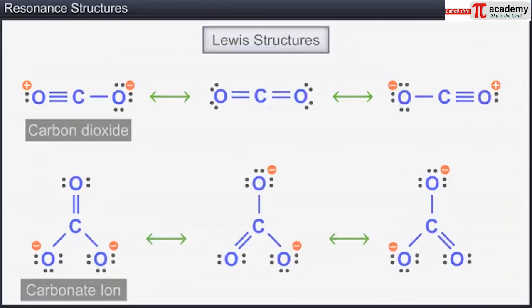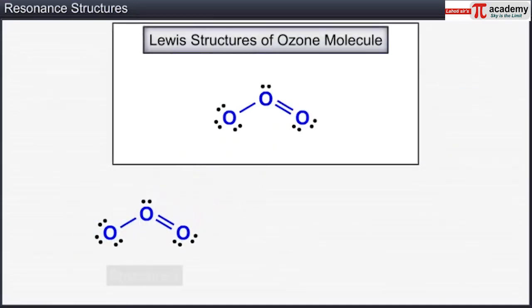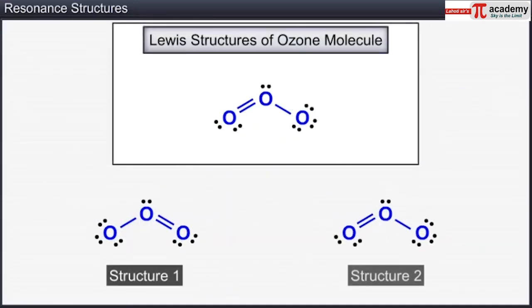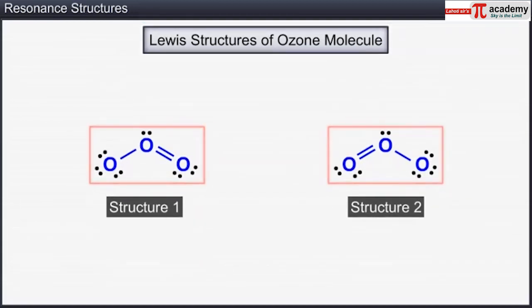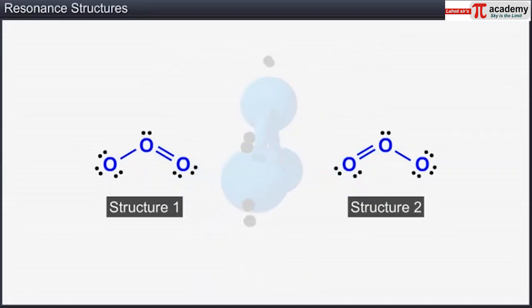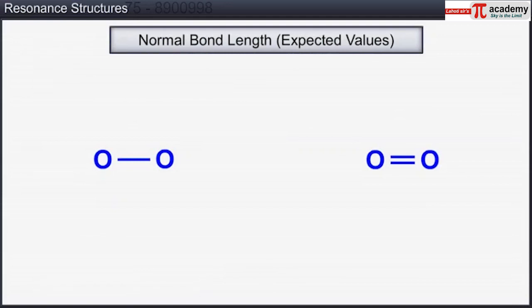For example, consider the following possible Lewis structures for an ozone molecule. These are the two structures possible. In both the structures, one oxygen-oxygen single bond and one oxygen-oxygen double bond is present. These two structures imply that one bond is shorter than the other. The normal bond lengths of oxygen-oxygen single bond and oxygen-oxygen double bond are 148 picometers and 121 picometers respectively.